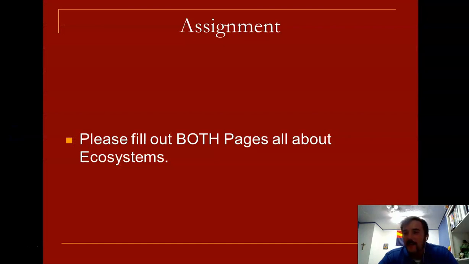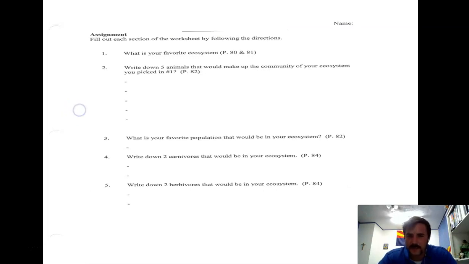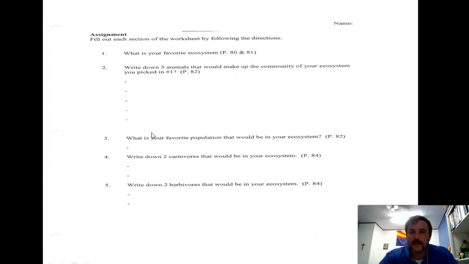But today, remember, you have 2 assignments. Not really 2, it's the same type of thing, just 2 pages is probably better said. Fill out this information here. You can look back at these pages for help. It's all about ecosystems and 5 non-living things, 5 animals, and then 2 plants in your ecosystem. I know numbers 1 and 2 of the second page are quite similar, but I'm still asking you to fill it out. And then it specifically talks about the population and the carnivores and the herbivores.